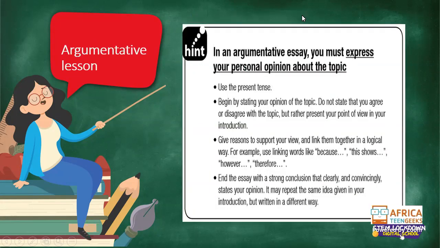Here's a couple of hints of how you can write your argumentative essay. Let us go through them. In an argumentative essay, you must express your personal opinion about the topic. This is what you can do. Number one, you can use the present tense. You can begin by stating your opinion of the topic. Do not state that you agree or disagree with the topic, but rather present your point of view in your introduction. You always have to give reasons to support your view and link them together in a logical way.